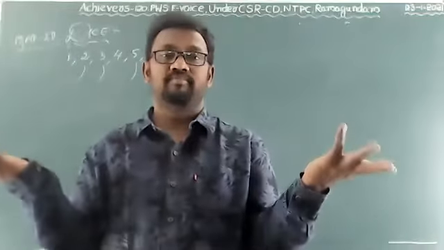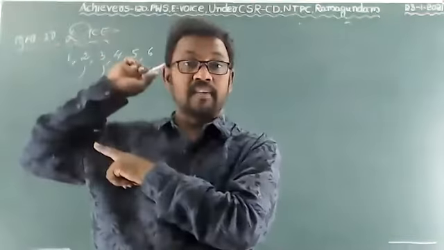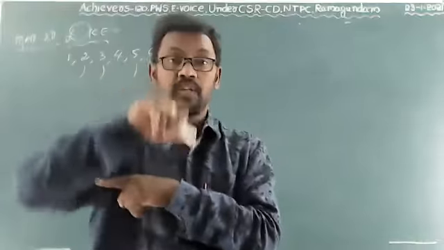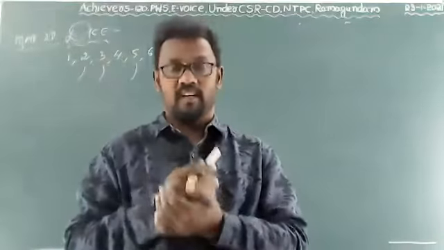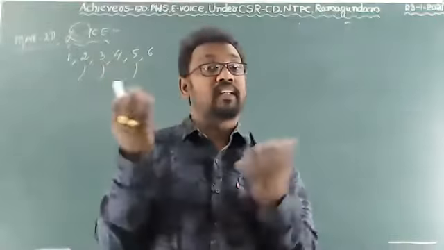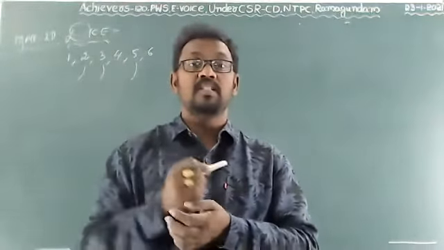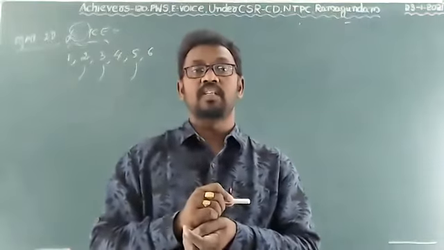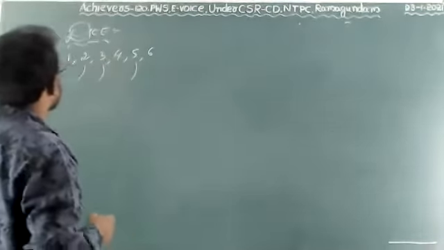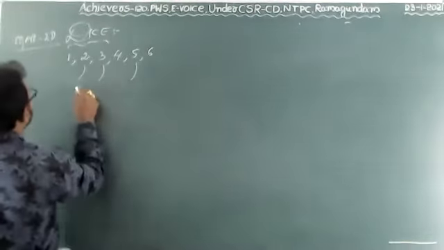What is the probability of getting a multiple of 8? Impossible, even. 8 ones are 8. Is 8 available? No. It is impossible, which is 0. 0 by 6 is nothing but 0. Total outcomes are 6, but there is no multiple of 8, so you have to consider it as 0. So these are the clarifications here. Let us go on.